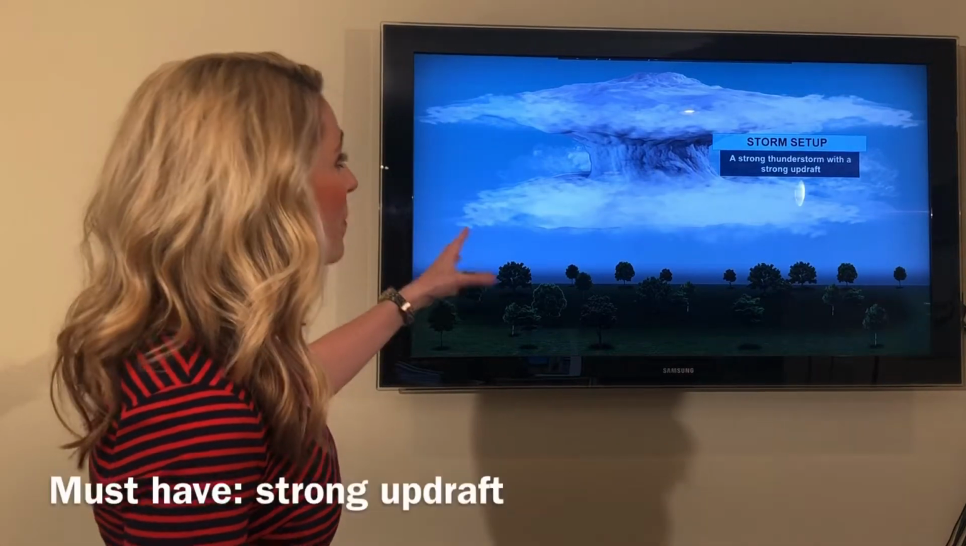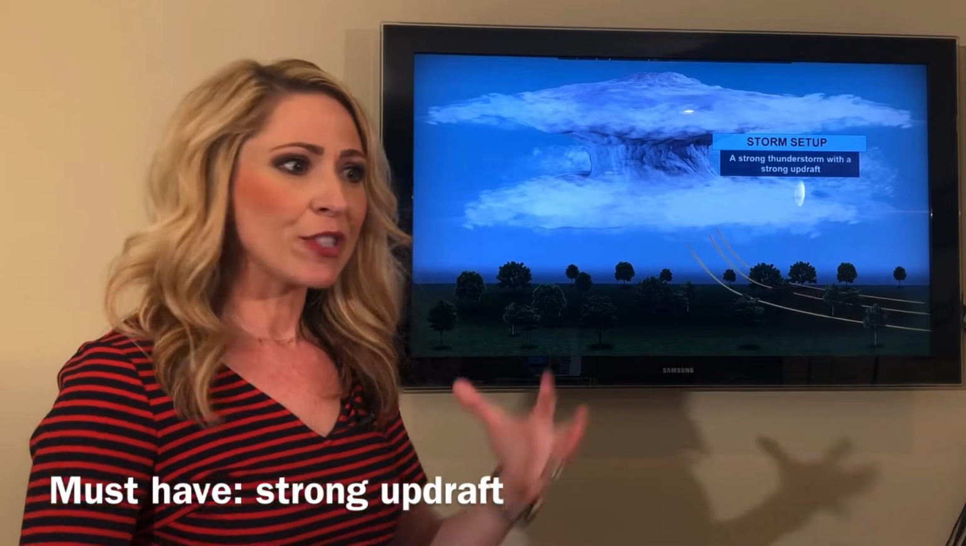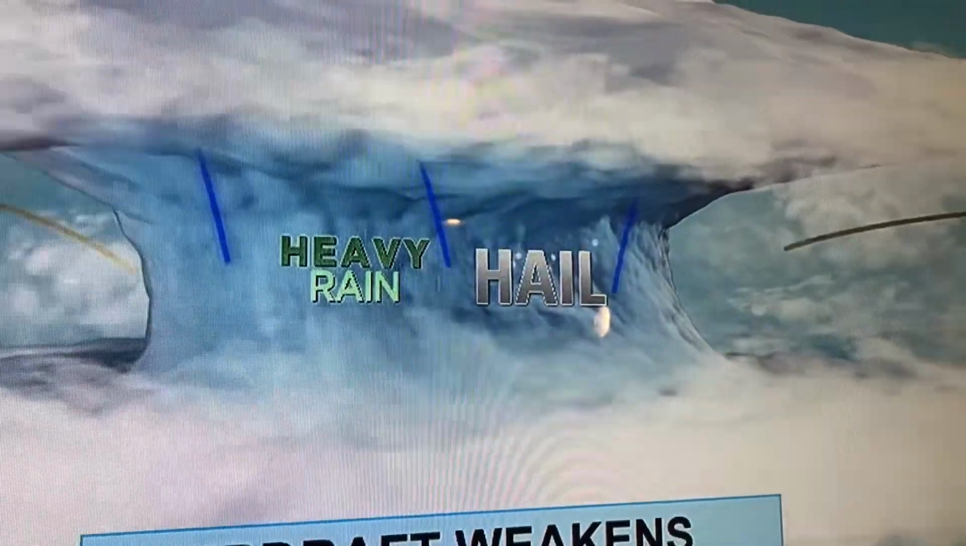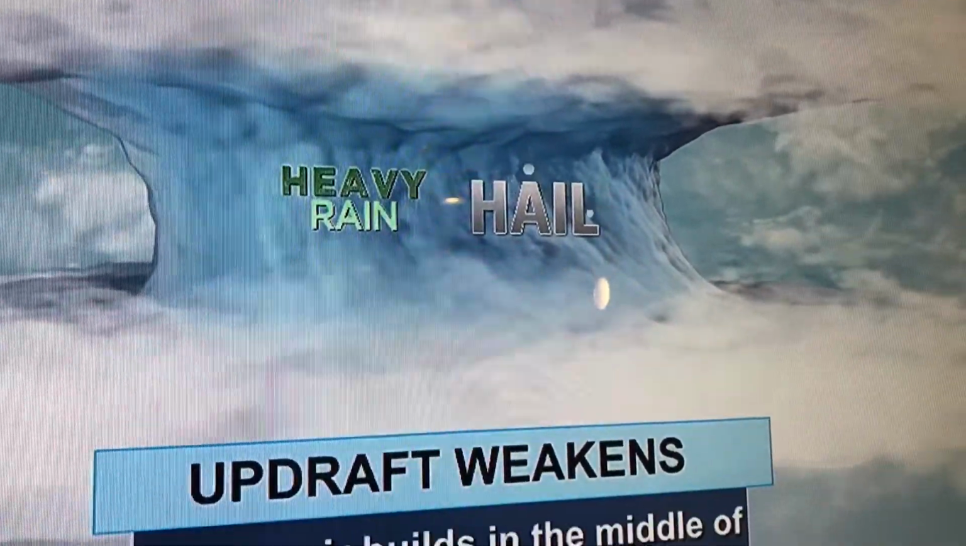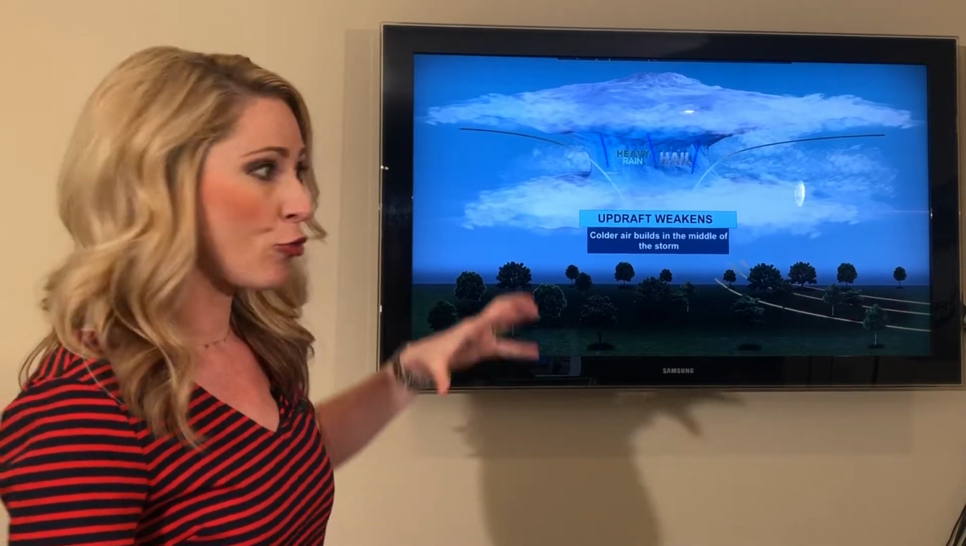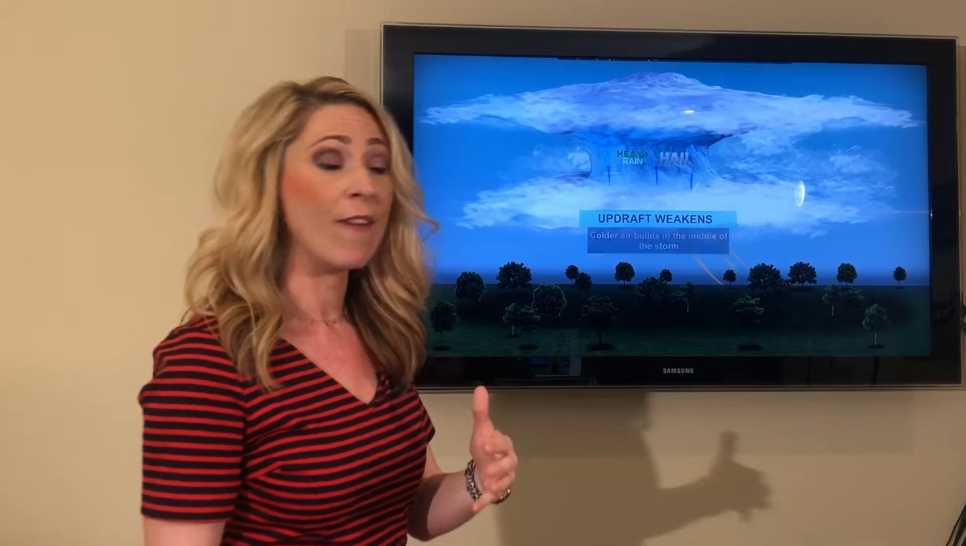You have a storm that has a very strong updraft, but with time, there's a lot of cooling that can happen in the midsections of a thunderstorm due to heavy rain and hail. But as that updraft gets weaker, that's whenever you start to get the setup for a downburst, because remember, you've got all this weight collecting there in the middle portion of the thunderstorm.